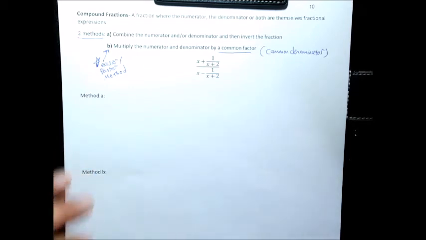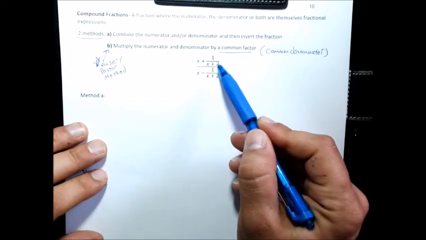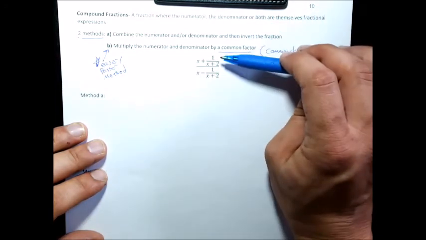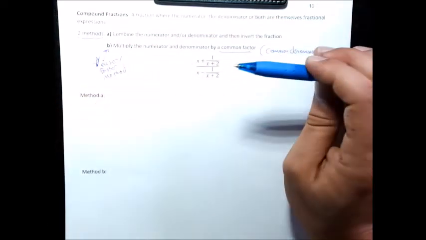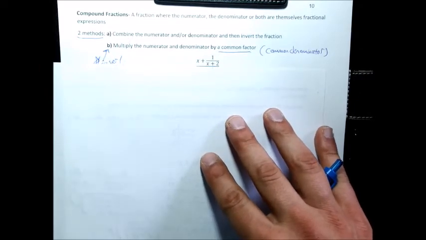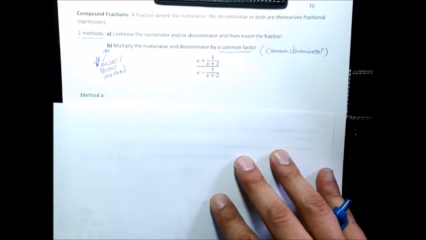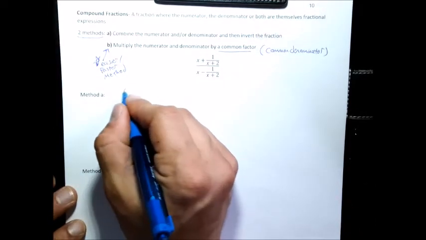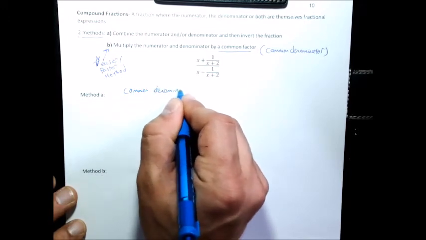Okay, so method A. What's the common denominator of the numerator? Just the numerator. Ignore the bottom. So ignore most of this problem. Yeah, x plus 2 is the common denominator on the top there. And so what's the common denominator on the bottom? Oh, it's the same thing. It's also an x plus 2, right? And so the common denominator is x plus 2.